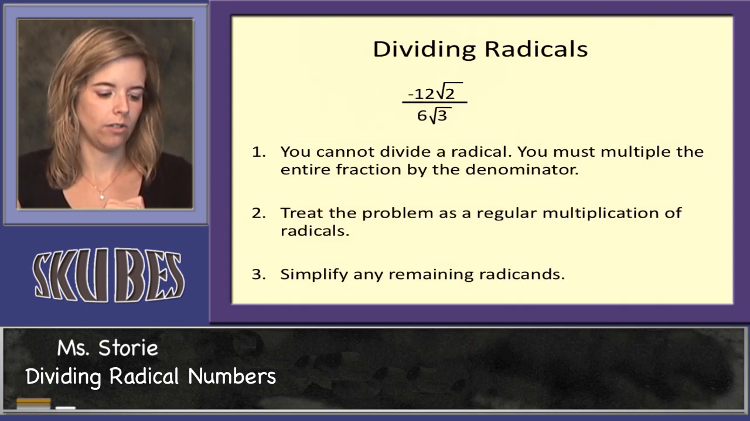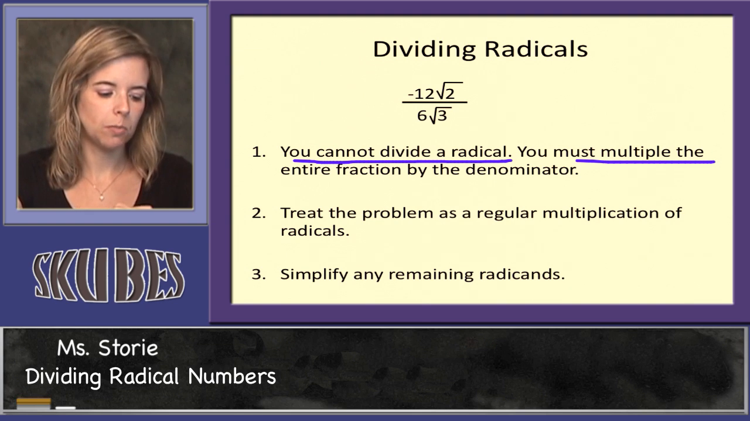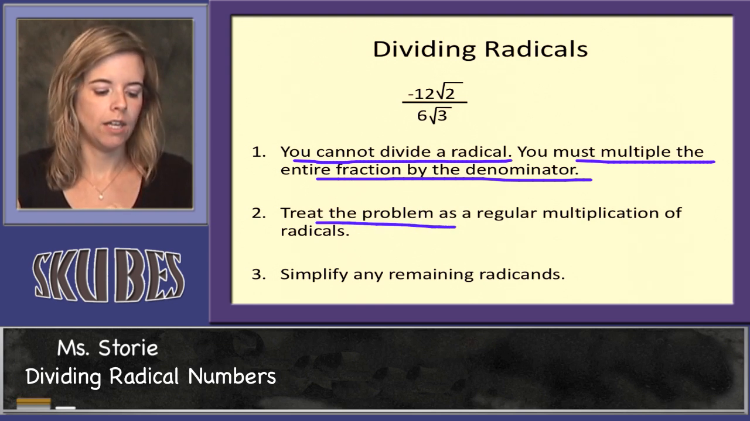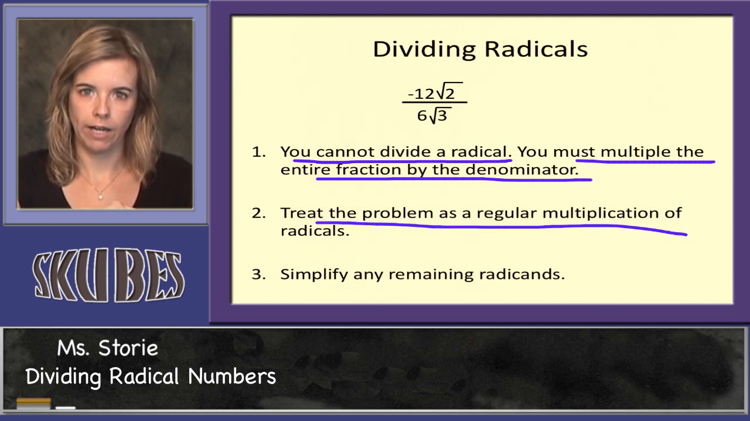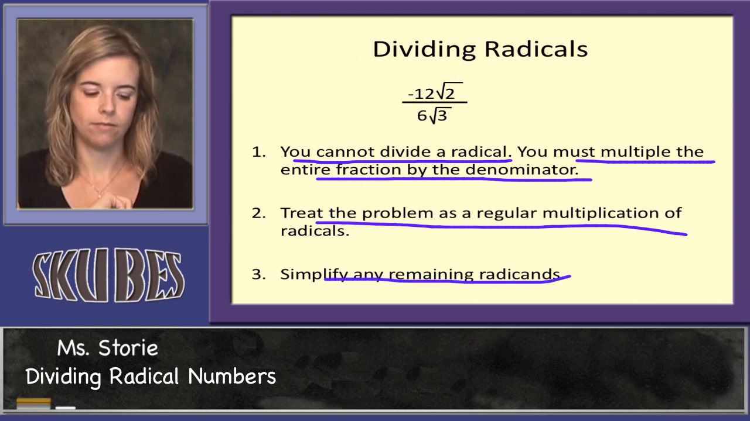When we divide radicals, first you cannot divide a radical. Why? It's kind of like exponents. You must multiply the entire fraction by the denominator. You never really divide radicals, you multiply them. Then step 2, you treat the problem as a regular multiplication problem, and you simplify any remaining radicands.